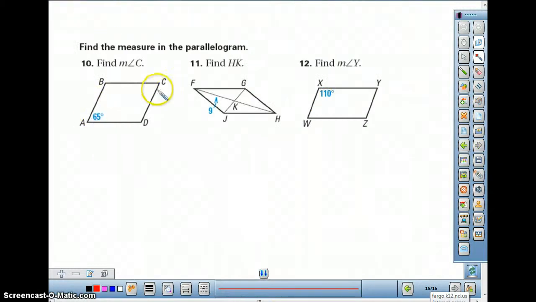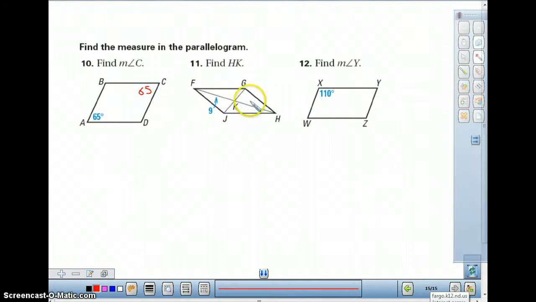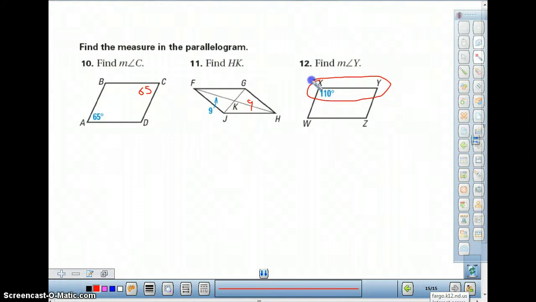Okay, across from C we have 65, so that one's going to be 65. This is 9, so this has to be 9. And they want Y. We know X and Y are next to each other, so they're supplementary. Add up to 180, so Y has to be 70 degrees.